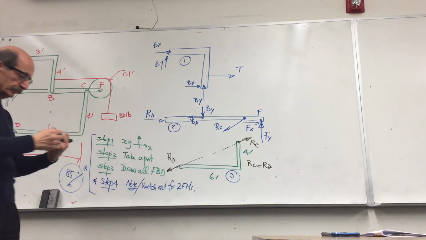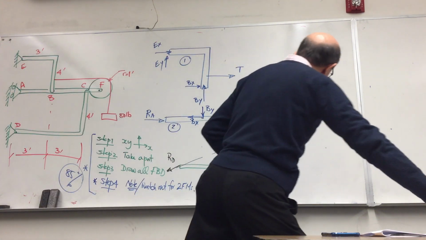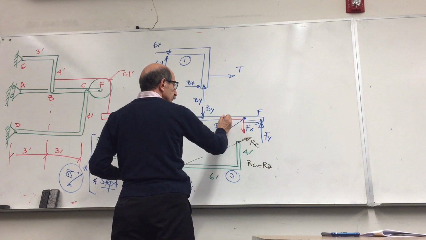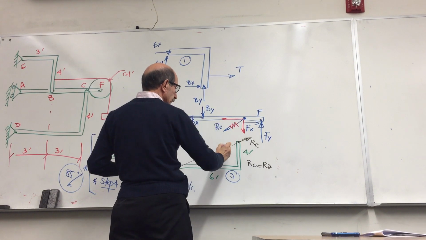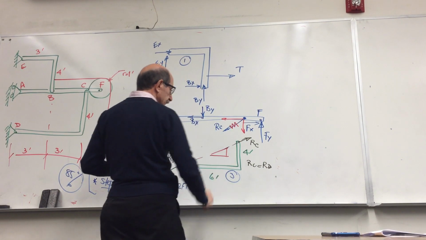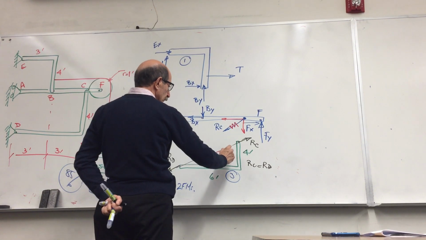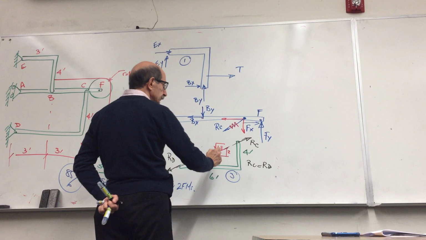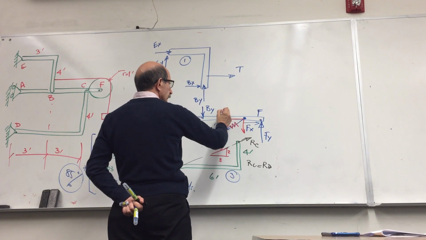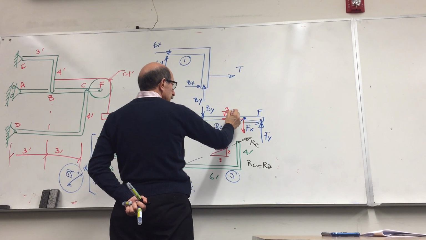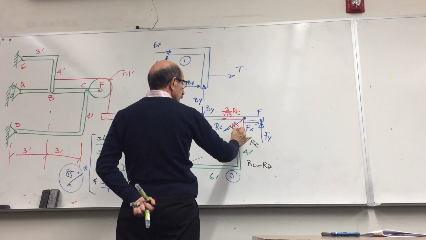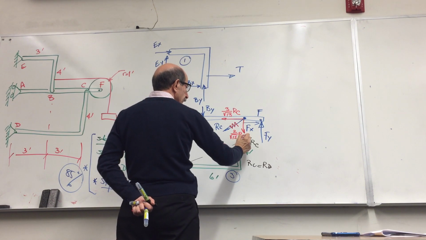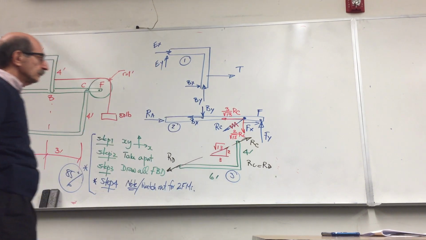Obviously, we always like to resolve inclined forces into their components, and we see that the slope here is 2, 3, square root 13, so this would be 3 over square root 13 RC. This would be 2 over square root 13 RC.